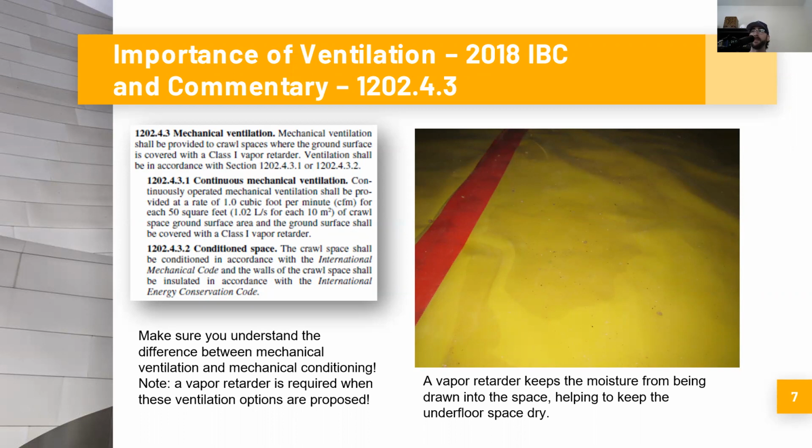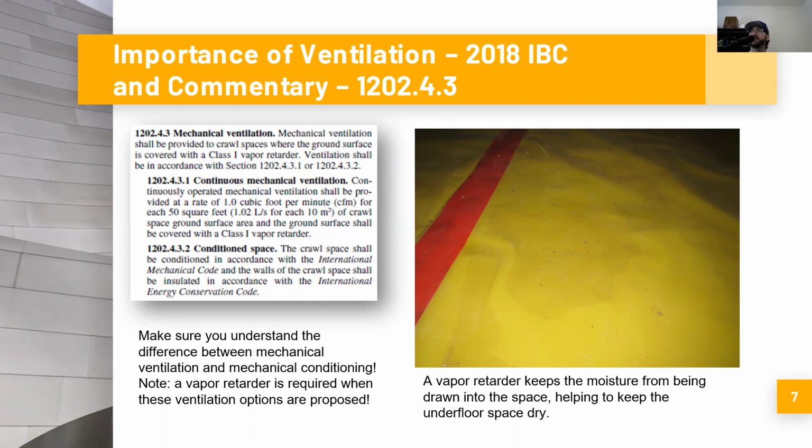And the reason you have to do that, which is actually evidenced in this photograph, shows a vapor retarder on the ground, and you can actually see in this photograph the moisture below the plastic. And the caption says a vapor retarder keeps the moisture from being drawn into the space, helping to keep the underfloor space dry. So when you have a mechanical system venting the crawl space, essentially that forced air movement is a continuous draw out of the soil. So you're going to be continually pulling moisture out of the ground. And because of that, the code needs to protect that from happening.